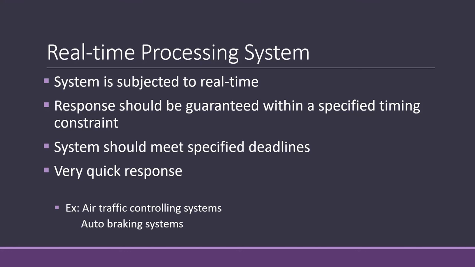But in the case of real-time processing, it's not like that. If we have an auto braking system in a vehicle, once the vehicle detects that there is some kind of obstacle in front of us, it should brake at that very point. Even a delay of a millisecond would cause a disaster or an accident. So real-time processing systems are more critical than online processing systems, and batch processing systems are the least critical systems.